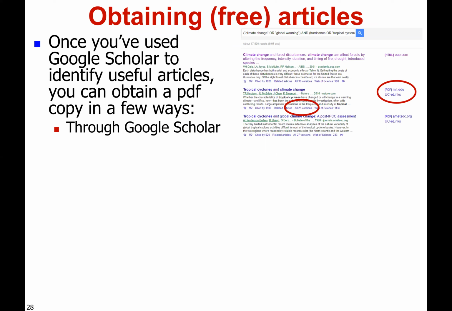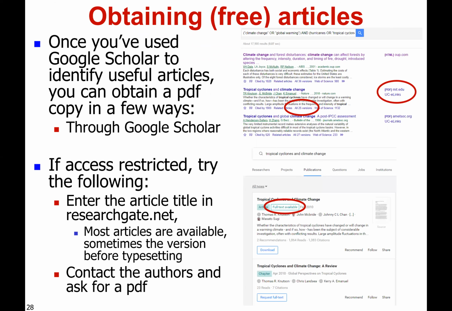Sometimes, though, there is no freely available version through Google Scholar. Then a great approach is to use researchgate.net. A lot of scientists are on it, it's sort of Facebook for scientists. So if you enter the article title in ResearchGate, then if one of the authors of the paper is on ResearchGate and has posted a version of the article, you can freely access it. So I think at least half of the articles would be available there.